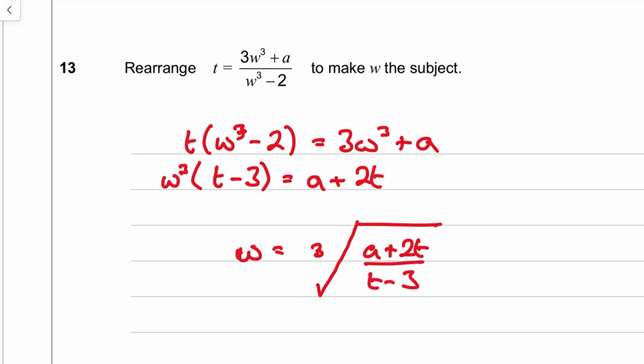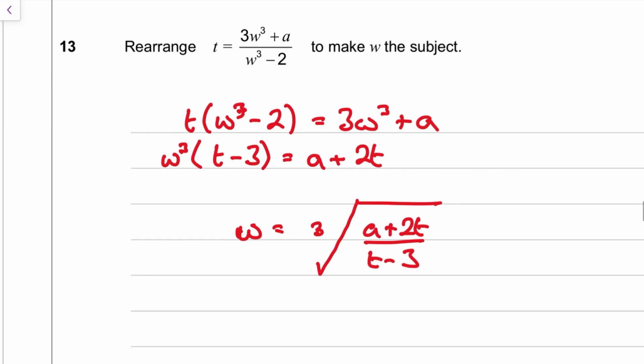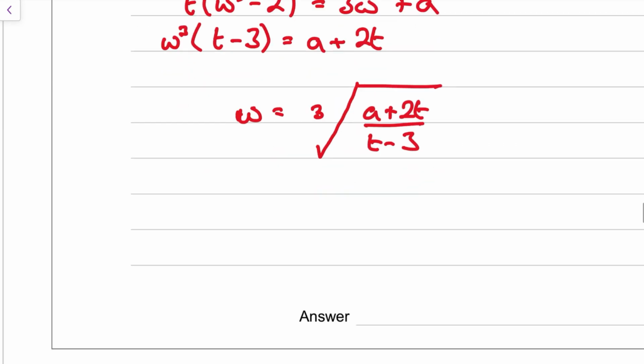I think that's my answer. I'm happy with that one. Yeah, let's go with that. Good. Got my cube root in. I think, yep, good. Happy. Next question.